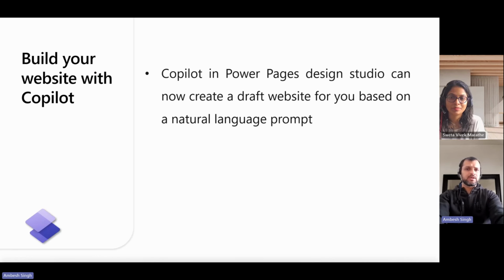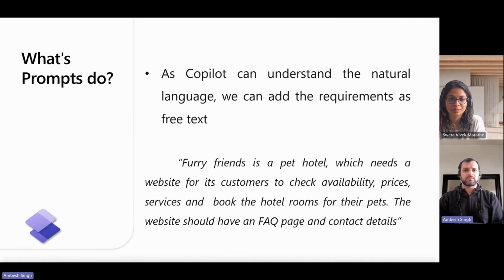You can provide simple details such as the business name or the business function and your requirements, for sure. And as Copilot can understand natural language, we can add the requirements in the business prompts, or we can select any of the default templates that Power Pages provides for creating the website. Let's begin with understanding prompts, because we talked about prompting here.